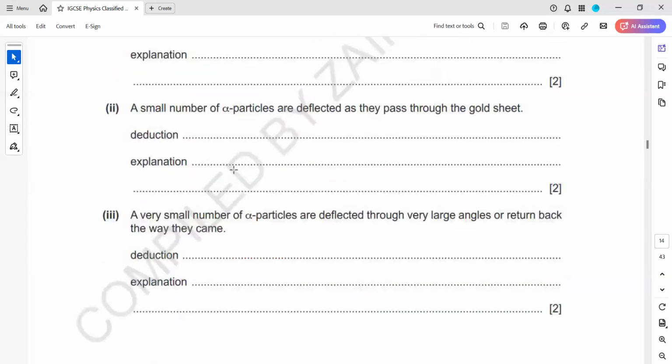A very small number of alpha particles are deflected through a large angle or returned back. So what can we deduce? Yeah, so the mass is in the nucleus.